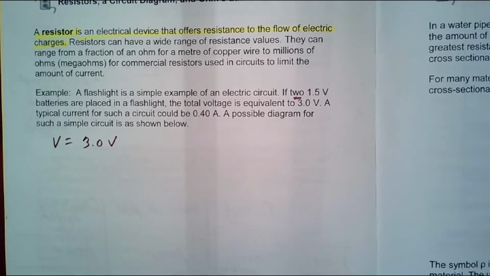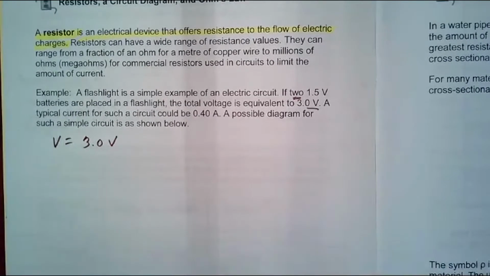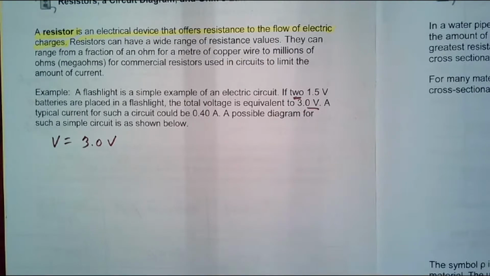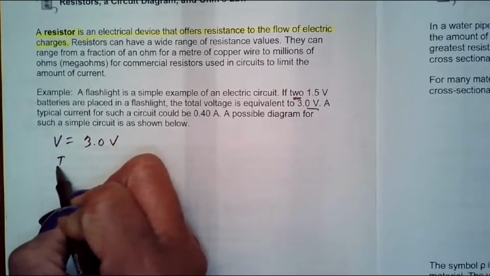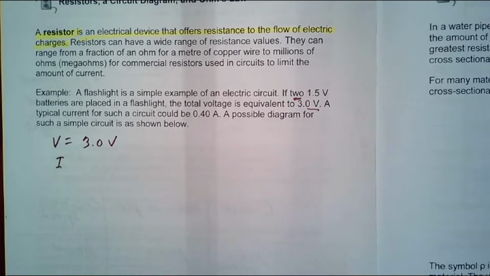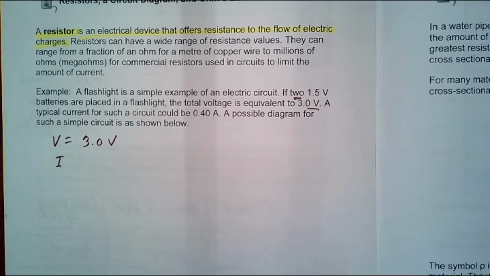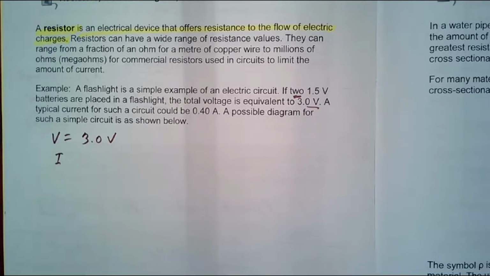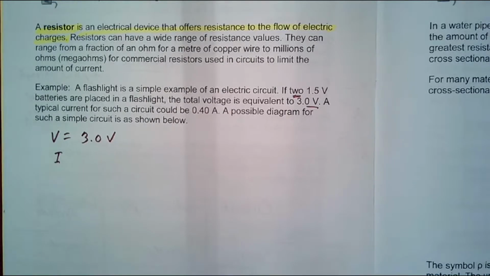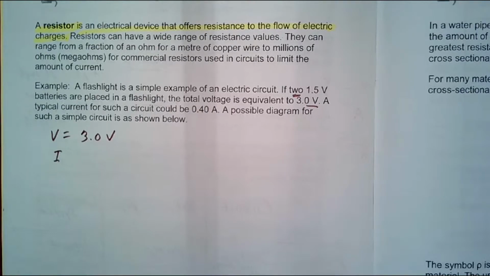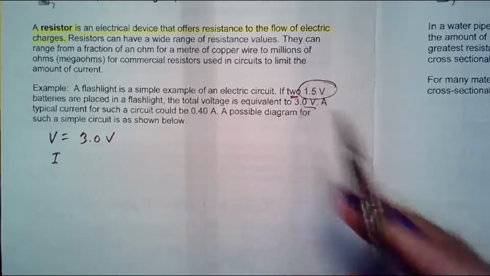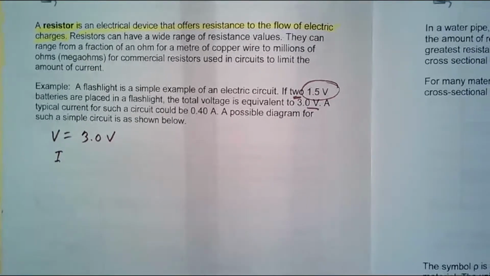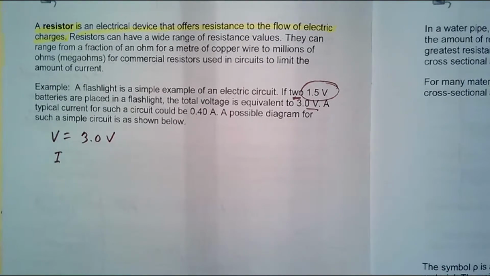The total voltage is equivalent to 3, okay? Typical current for such a circuit could be 0.4 amps. If you look at those batteries that you usually buy at the store, the triple A, A, C and D, those are all actually the same volts. They're all 1.5 volts of potential difference, even though they are different sizes.